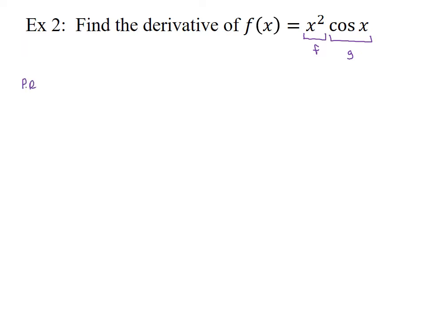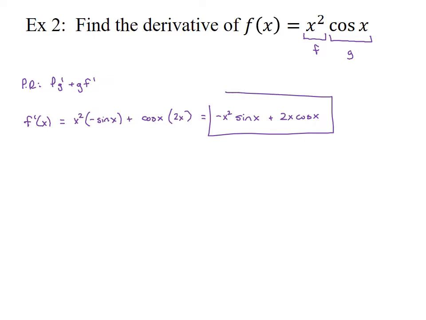So the product rule says you can do fg prime plus gf prime. So let's see what happens when we do that. F prime of x is going to equal x squared times the derivative of g, which is negative sine of x, plus g, which is cosine x, times the derivative of f, which is 2x. Multiplying this stuff together, not much happens. Negative x squared sine of x plus 2x cosine of x. That's the most it simplifies, and that's it.